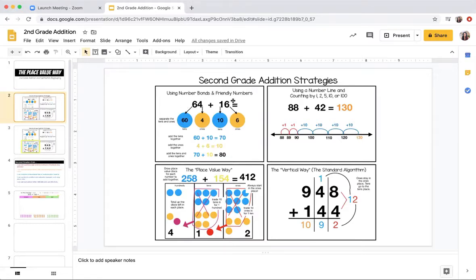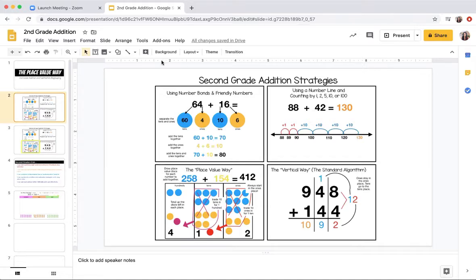We use number bonds and friendly numbers, number lines, counting by 1, 2, 5, 10, or 100, the place value way, which we're going to focus on today, and the vertical way, which is our end goal for all students to be able to understand and efficiently and effectively complete.